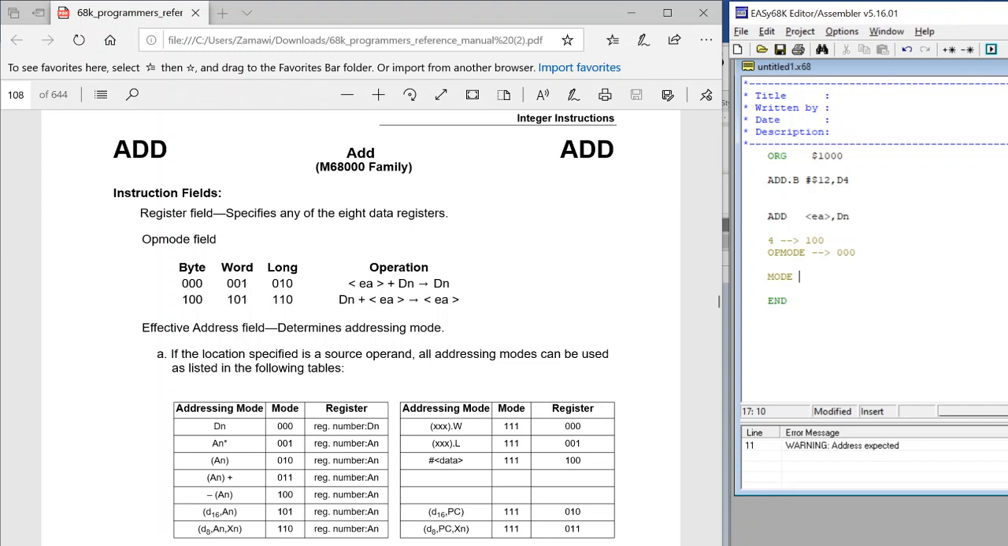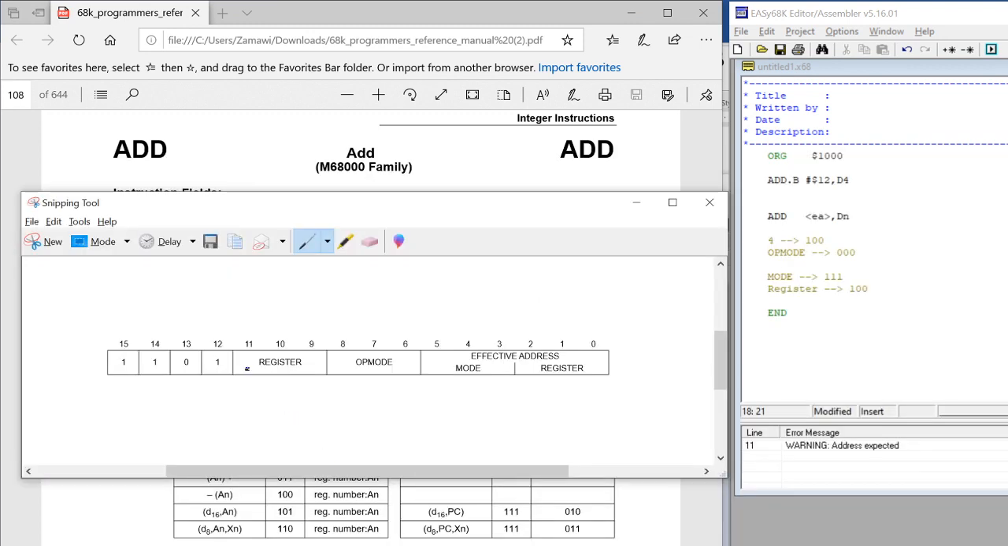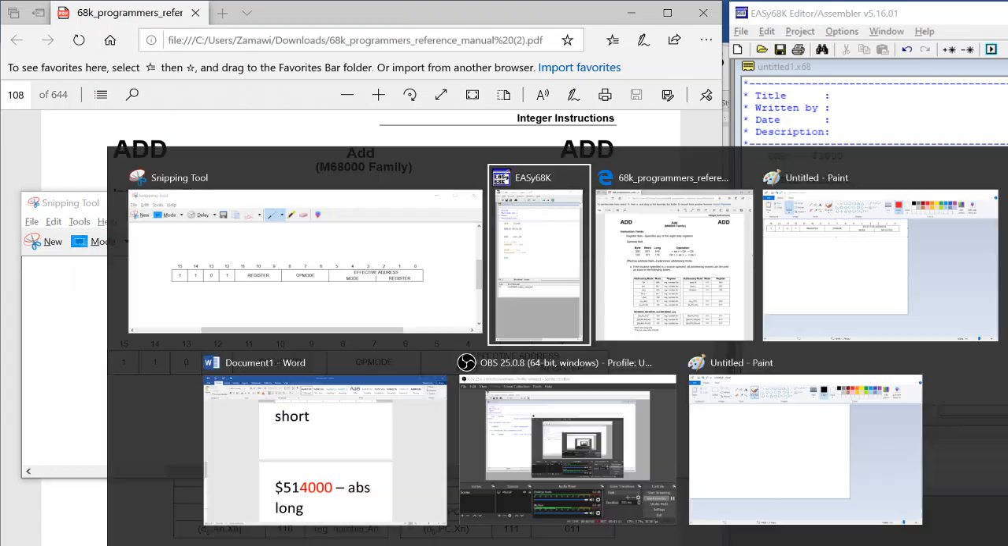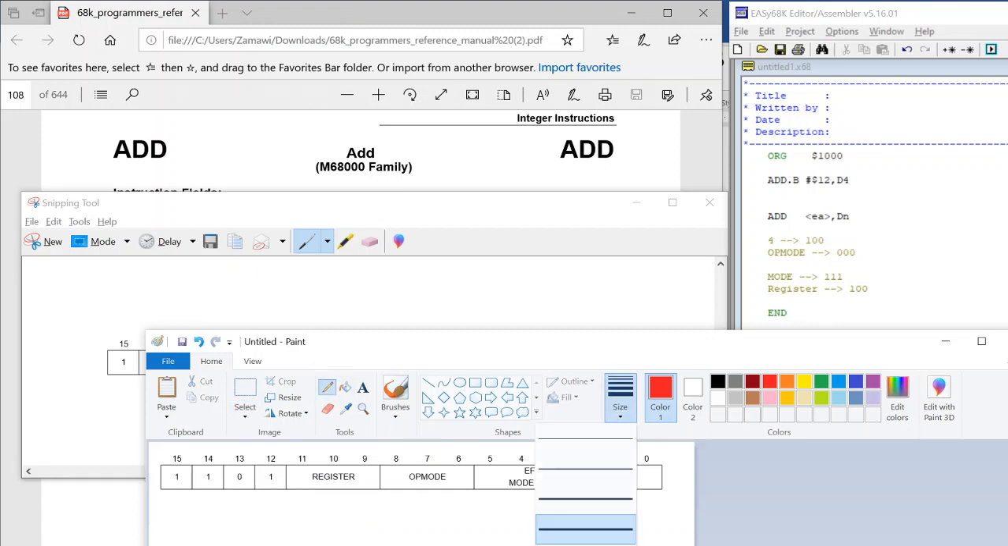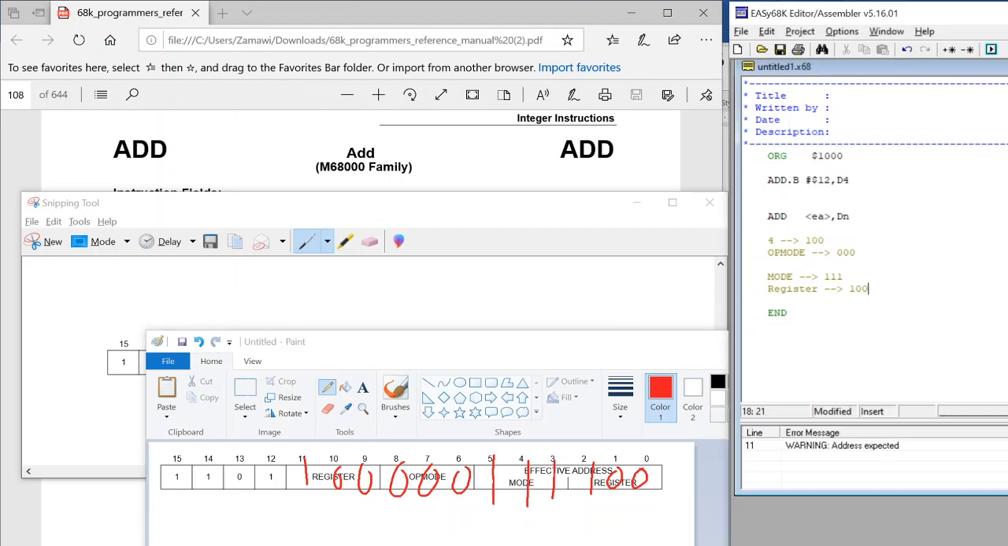Mode is 111, and your register will be 100. So you have all this information already. What you need to do is insert all these things. The register is 4, so the register is 100, and your op mode will be 000. Your effective address will be mode first, right? So mode will be 111, and your register will be 100. Okay, so let's fill out that one first.